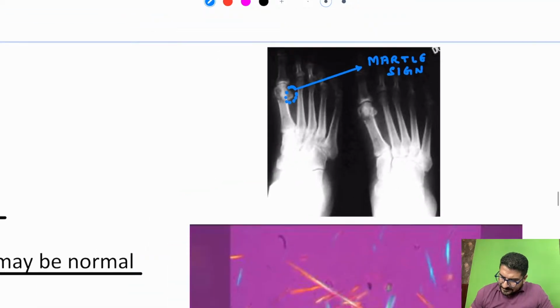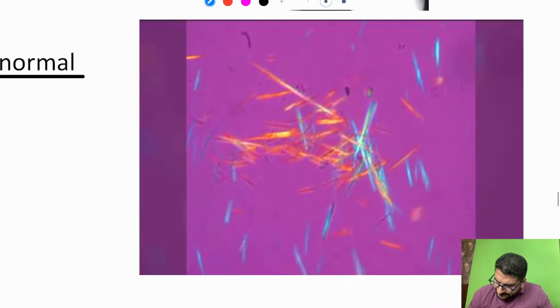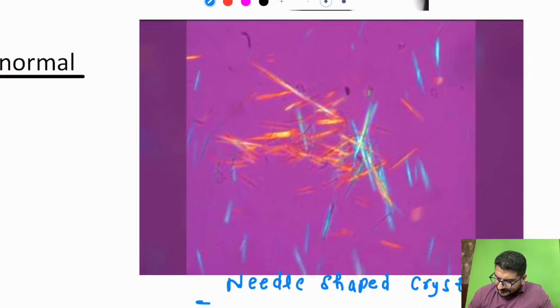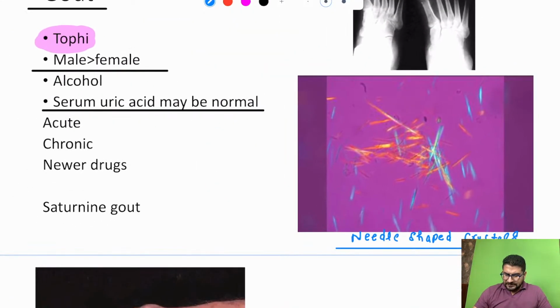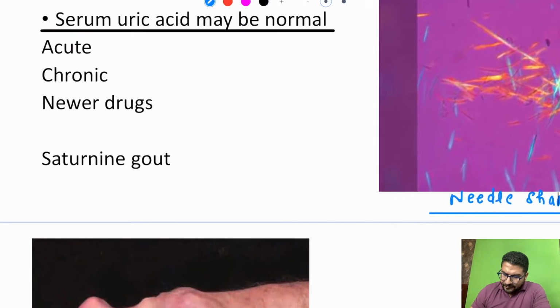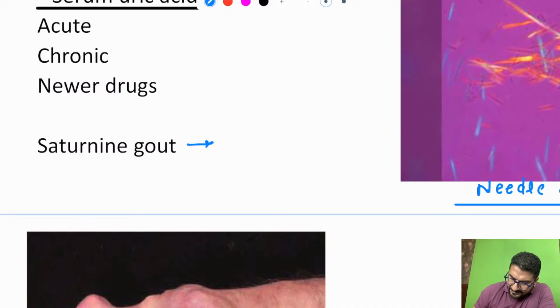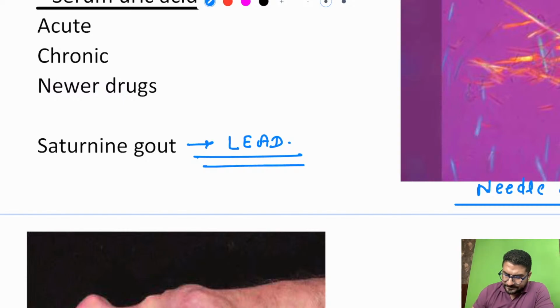And understand, in biopsy you will see these needle shaped crystals, and remember, these needle shaped crystals are negatively birefringent crystals. Then understand, there is a metal which can precipitate gout. This is called lead. Sometimes the patient gets gout from lead as well. So gout due to lead exposure is what we call Saturnine gout.